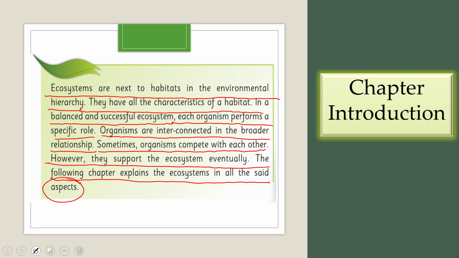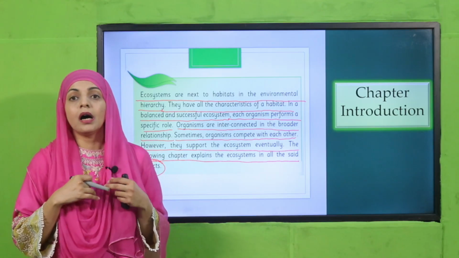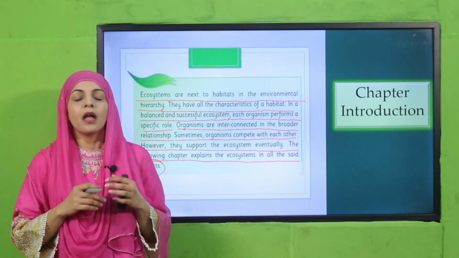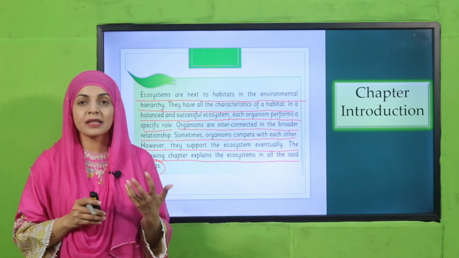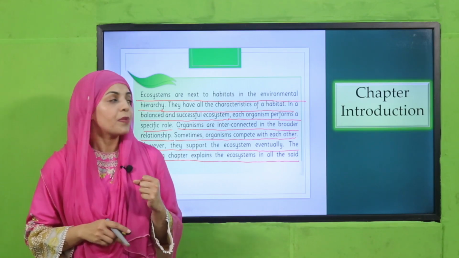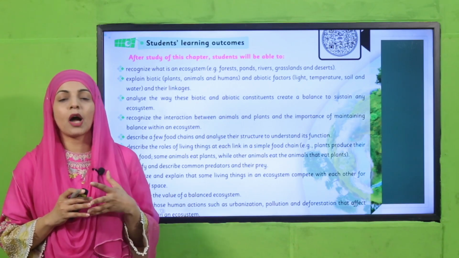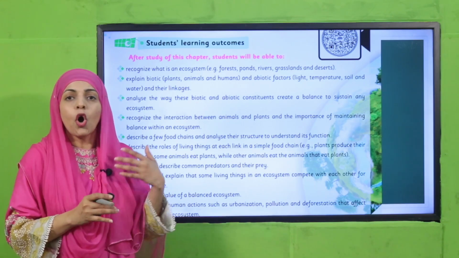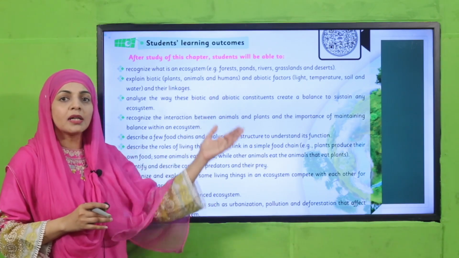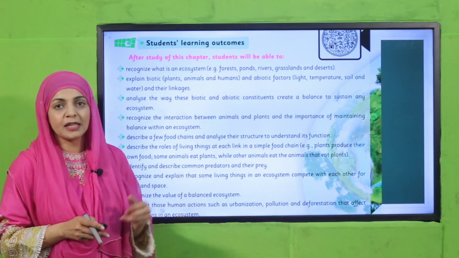So, my dear students, हम habitats के बारे में previous classes में पढ़ चुके हैं. इकोसिस्टम क्या होता है, कैसे ये बनता है, कौन से फैक्टर्स इसके होते हैं, this will be discussed in this chapter. So my dear students, here are written all the student learning outcomes that by the end of this chapter, all the students will be able to understand and explain these points.